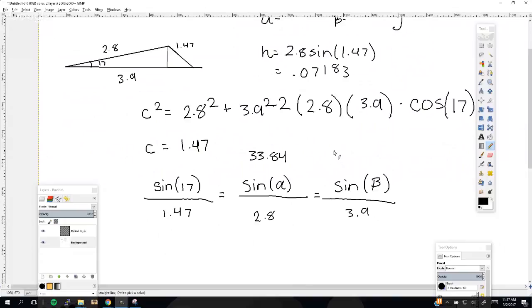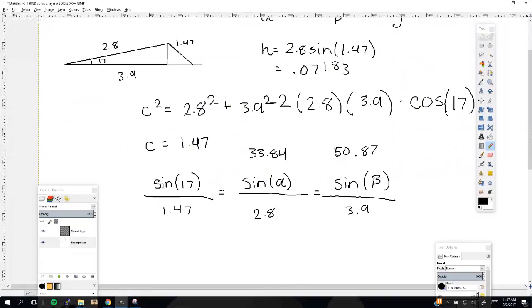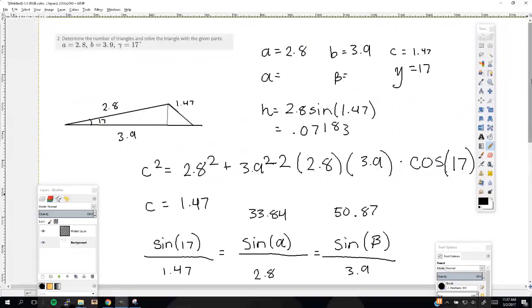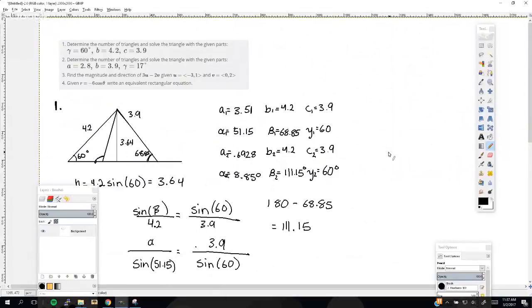And then for beta, I got 50.86. Like 7. You round it. 50.8667. Yep. Cool. And that should just be it because we have the other side. I think so. That makes it feel good. Awesome. Cool. Okay, so the next one is, oh, this is easy.